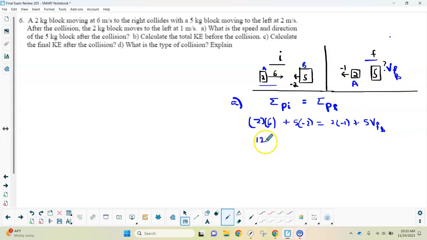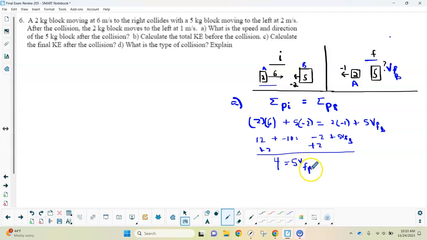So 2 times 6 is 12, plus 5 times negative 2 is negative 10, equals negative 2 plus 5 VFB. Again, we're going to take the 2 over here. So this is like 2, and I'm going to subtract a negative 2, so I would add 2 to this side over here. So this is like 2 plus 2 is 4, so I got 4 equals 5 VFB.